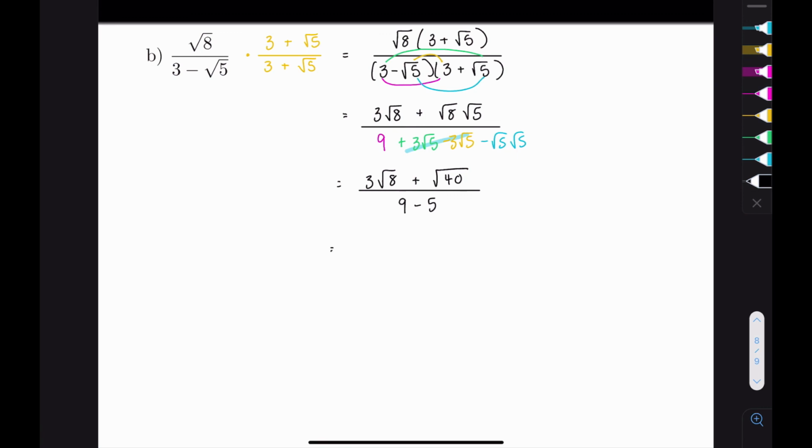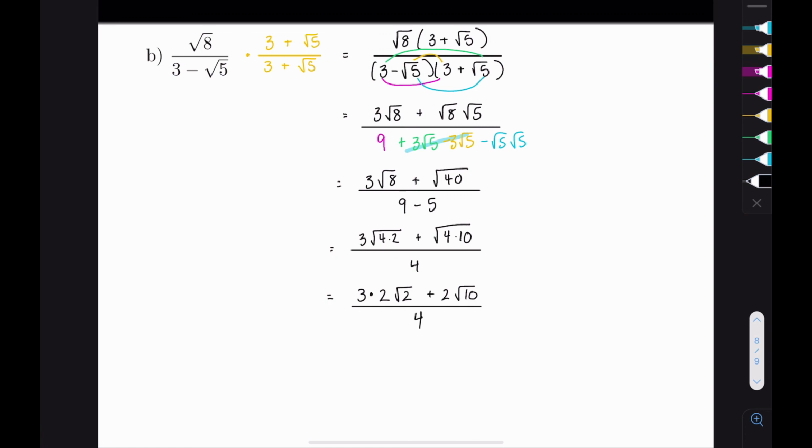So we're at a point now that we can go ahead and simplify the expressions in the numerator. 8 can be written as 4 times 2. And 40 is 4 times 10. And then in the bottom, we have 4. So in both of these radicals, a 2 is going to pop out. So we get 2 root 2, and then 2 root 10. And then we have a 4 in the bottom.